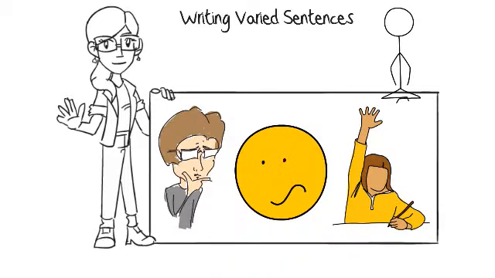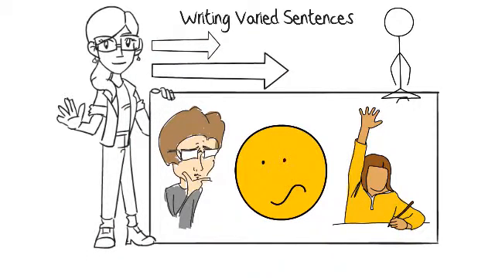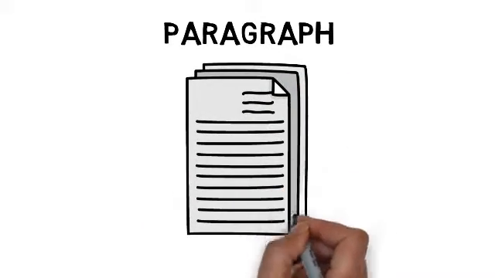Sentences can be short and simple or long and complex. Use words like but and although to connect them, or commas. Paragraphs. You should always write in paragraphs because it is important to organise and structure your writing.